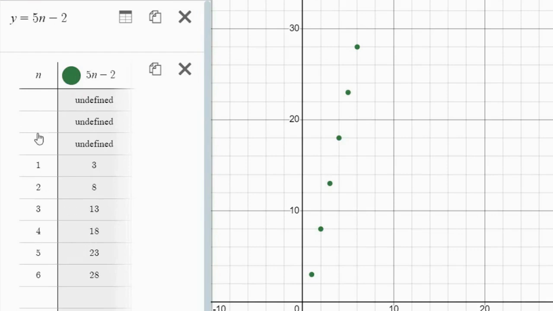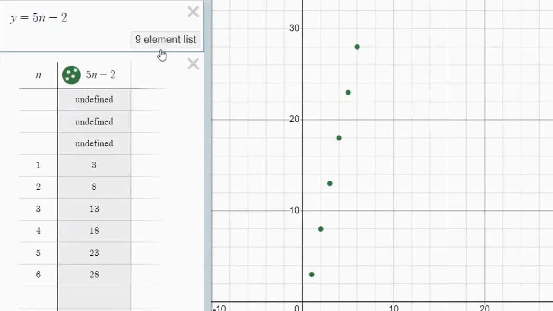And just delete the negative 2. We don't need the negative 2, don't need the 0 term. Just start with 1 and go upwards, and you can create a nice graph rather simply. We didn't have to do a whole lot other than enter what the equation is. And it made a 9-element list now because it's still counting those there.